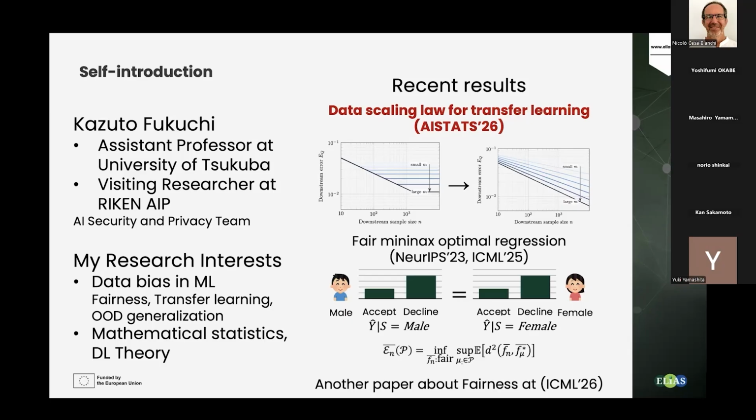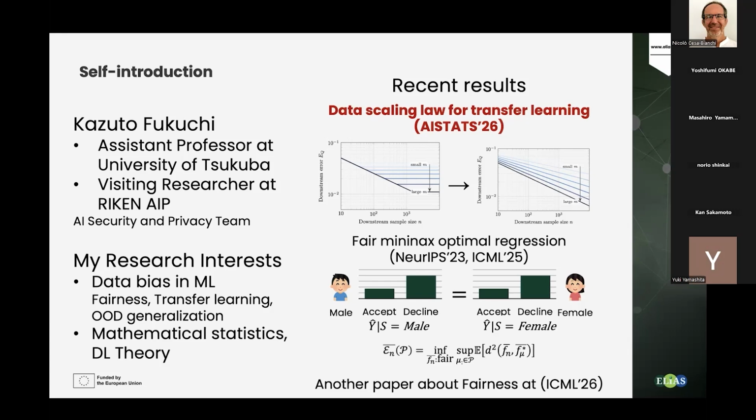So my recent result is about the data scaling law for transfer learning, as well as I have a fairness result about the min-max optimal fair regulation, and I have another fairness paper at ICML. So if you join the ICML in Seoul, it's nice to see you again.